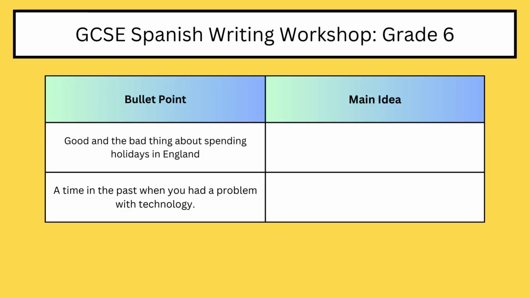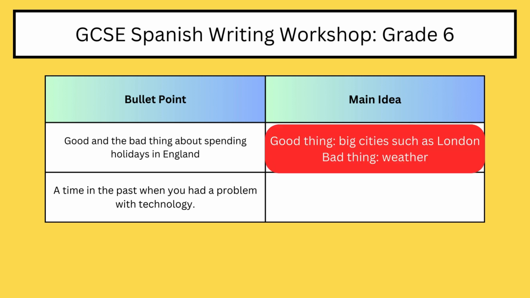So a solution to this is to focus on a single main idea for this level that you can use as the basis for your response to the 2 bullet points for the 150-word task. So the bullet point number 1 was asking you for the good and the bad thing about spending holidays in England. Bullet point 2 was asking for a time in the past when you had a problem with technology. And looking at this, for this level of response, it doesn't need to be super complex. So the good thing, there are lots of big cities such as London. The bad thing, however, the weather can be quite bad.